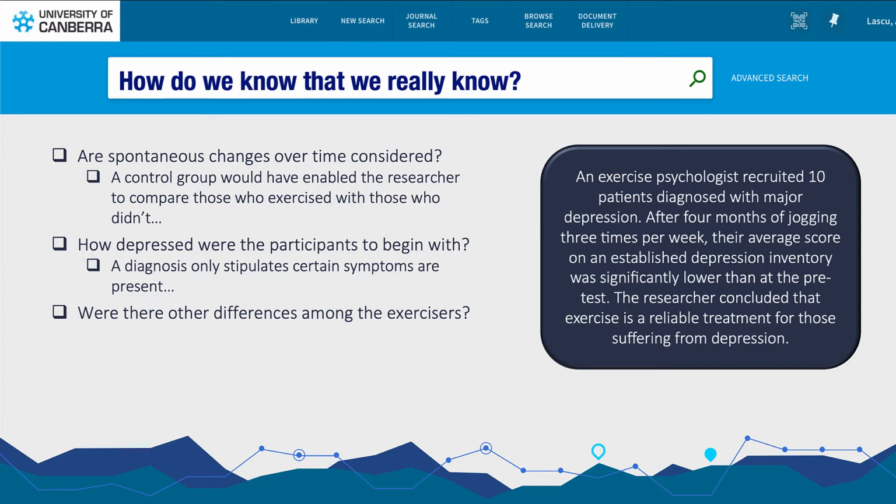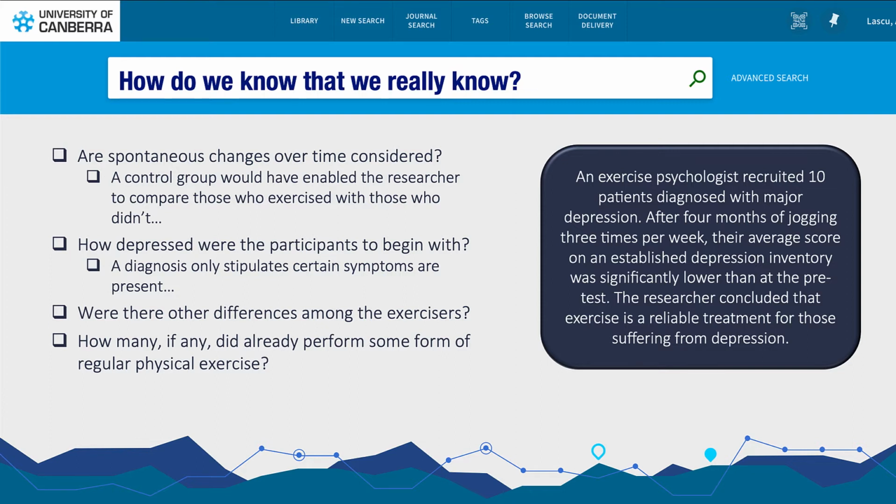Were there other differences among the exercisers? There could be a number of individual differences that could attribute to the change in depression levels. And how many, if any, did already perform some form of regular physical exercise? Because this is going to influence whether or not they're capable of completing the intervention, but also if it added to potential differences in their lifestyles.